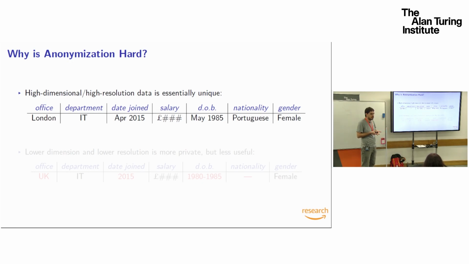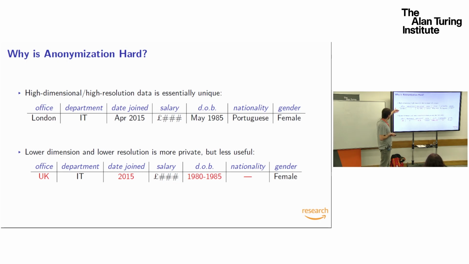You can obviously prevent this by reducing the dimensionality of the data and reducing the resolution, saying, well, instead of London, I'm just going to tell you things about the UK. I'm not going to tell you which month they joined. I'm going to remove the nationality. I'm going to give you the date of birth with less resolution. And that might prevent this de-anonymization attack. But it's not clear that it will prevent other de-anonymization attacks. In a mathematical sense, I don't know how to prove it. But it's certainly more anonymous.